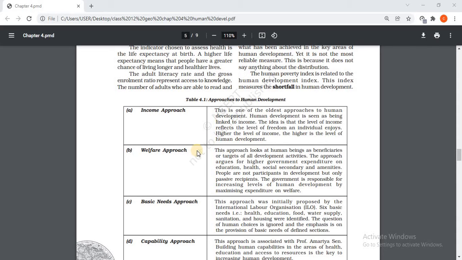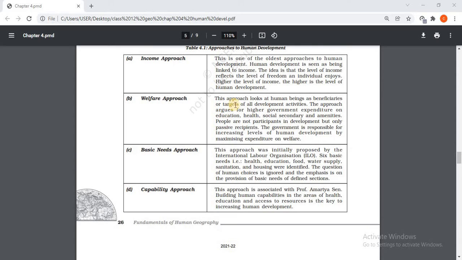B. Welfare approach. This approach looks at human beings as beneficiaries or targets of all development activities. The approach argues for higher government expenditure on education, health, social security, and amenities. People are not participants in development but only passive recipients. The government is responsible for increasing levels of human development by maximizing expenditure on welfare.